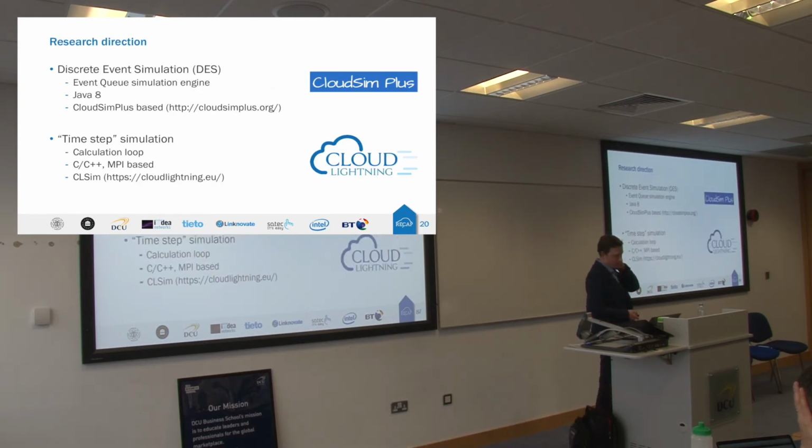So we're taking two different approaches. One of them is discrete event simulation by CloudSim Plus. It's an event queue simulation, so everything that is happening in the system is recorded as an event, and we have a large queue of those events and try to process them. By processing the events, we can determine the speed and system behavior. Then we have a timestamp simulation from another Horizon 2020 project. They're using more of a timestamp simulation approach, which is a calculation loop, essentially using an MPI-based C++ engine that parallelizes the system and produces the calculations for every second.